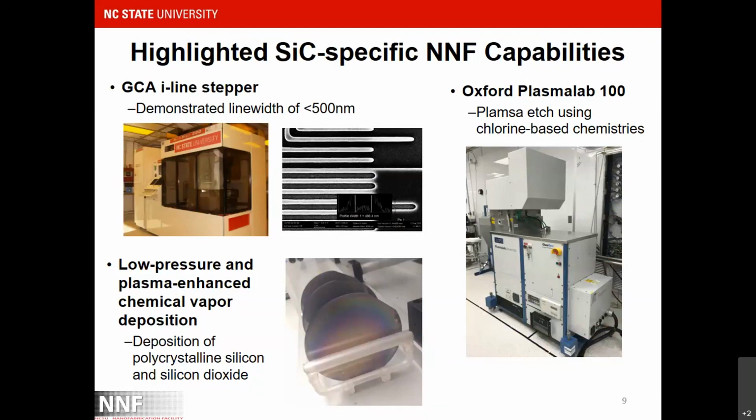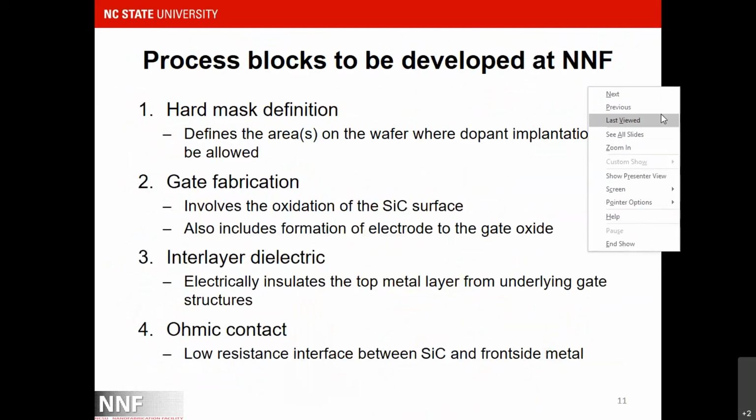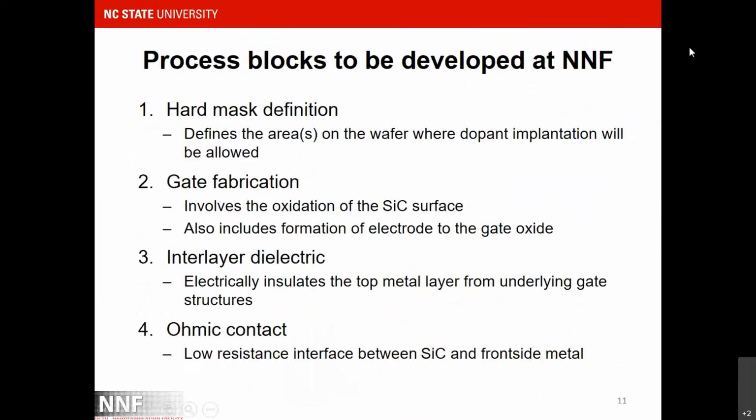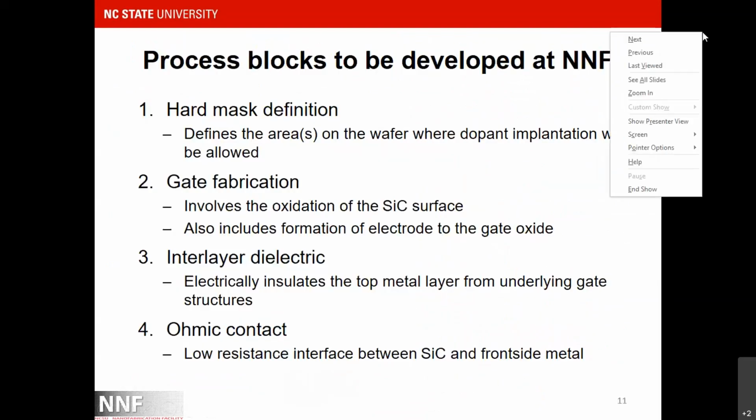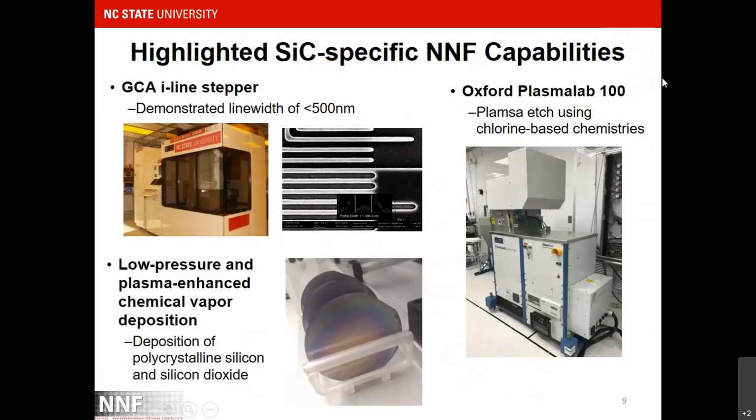Low pressure chemical vapor deposition and plasma enhanced chemical vapor deposition are used to grow the various polycrystalline silicon and SiO2 layers that we need in order to move forward and build the complex silicon carbide devices, and also the plasma etching, of course, as well. We have fluorine-based plasma etchers, which are necessary for these devices.